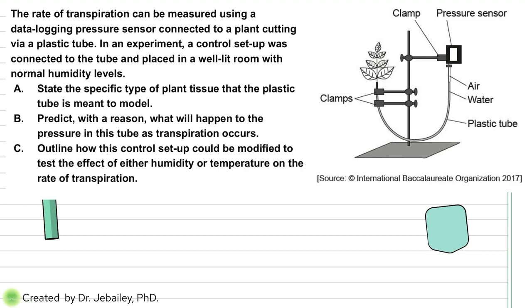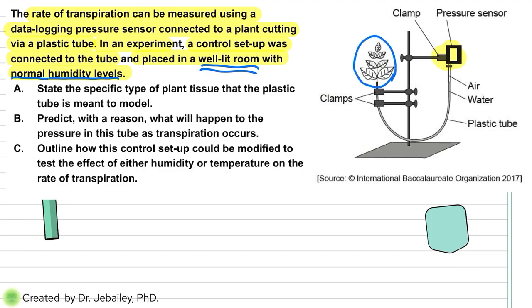the rate of transpiration can be measured using a data logging pressure sensor connected to the plant cutting via plastic tube. So they have the data pressure right here, and basically it's sensing what's going on with transpiration. In the experiment, a control setup was connected to the tube and placed in a well-lit room with normal humidity levels. So they basically already said here that the humidity is normal, okay? And it's well lit, so that means they put a light in there. And here you have the plant.